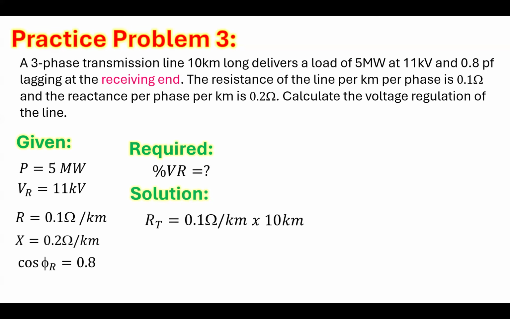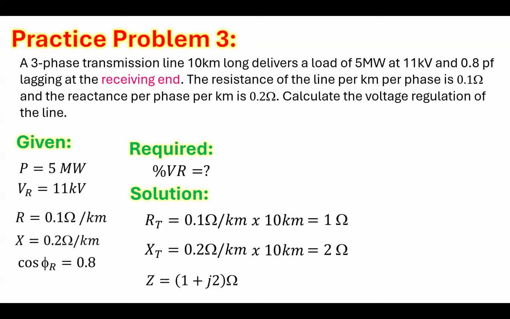So first we need to solve for the total resistance by multiplying it by the length. So this will give us 1 ohm, while the reactance will give us 2 ohms. So the total impedance will be 1 plus j2 ohms in complex form.